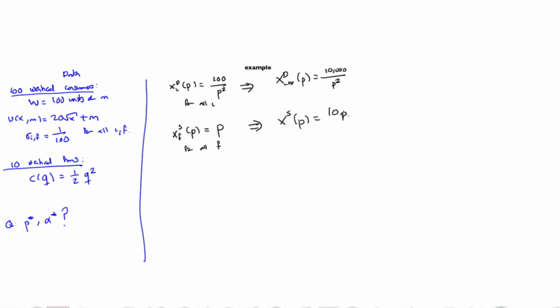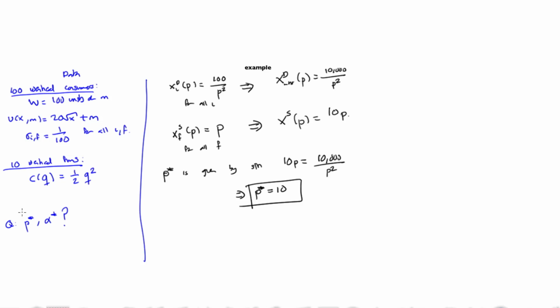Now, how do we compute the market equilibrium? To compute P star, it is given by the solution to aggregate supply equals aggregate demand, so 10p equals 10,000 over p squared, that has a solution of P star equals 10. So now we know the equilibrium market price.